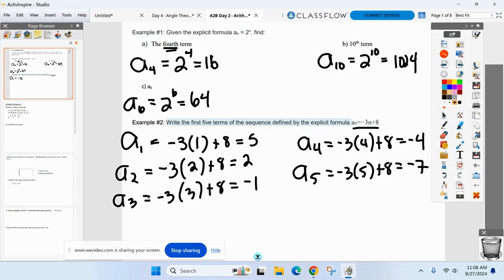Now we understand the difference. Yesterday was recursive, where I needed to know the previous term. Now explicit, plug in the term. You can find it real quick. Everyone good with the differences between the two?